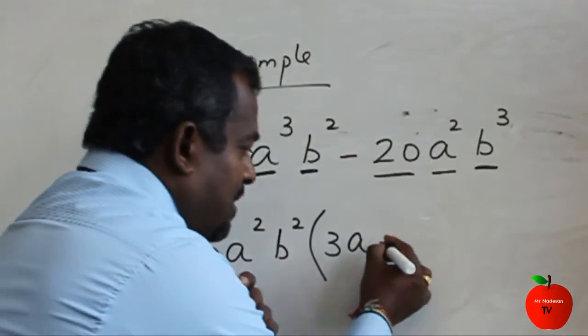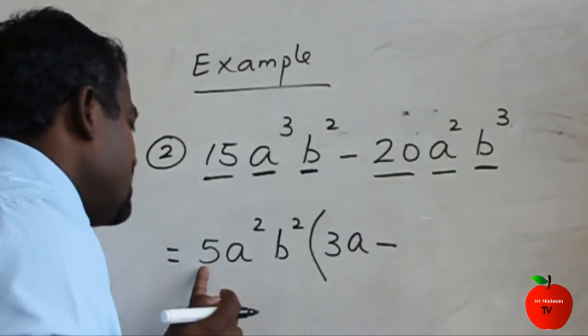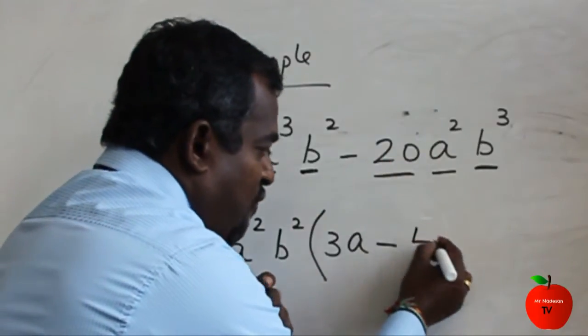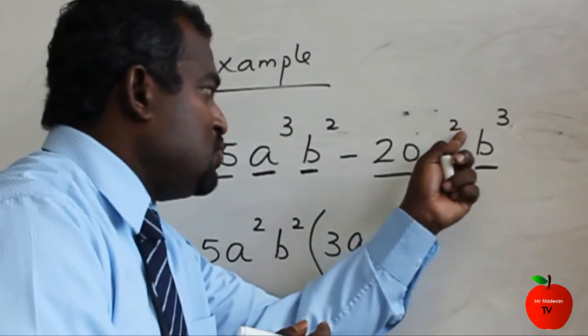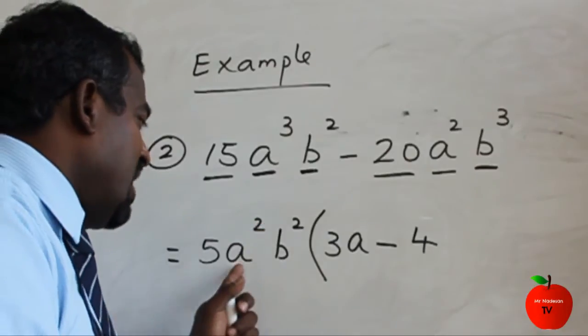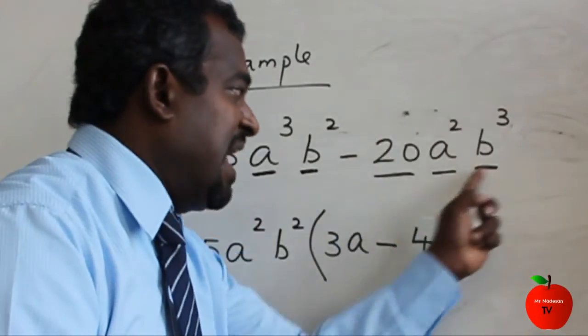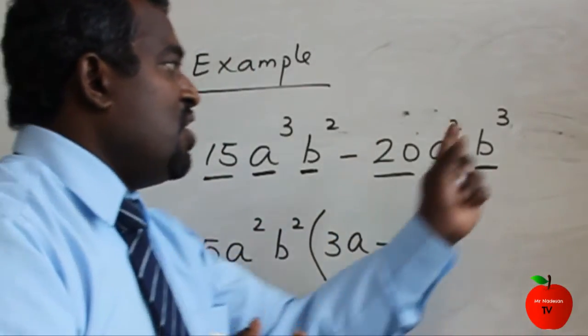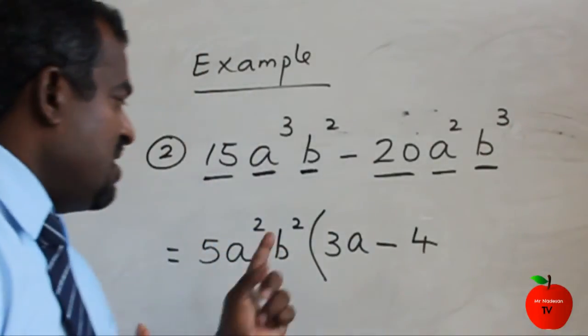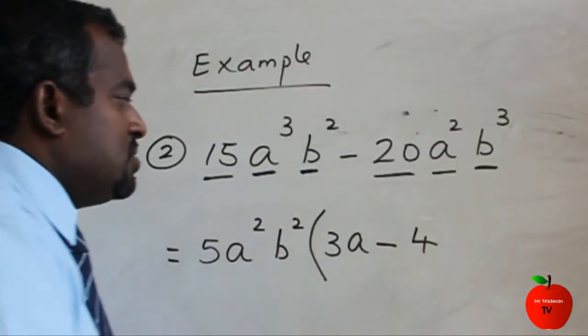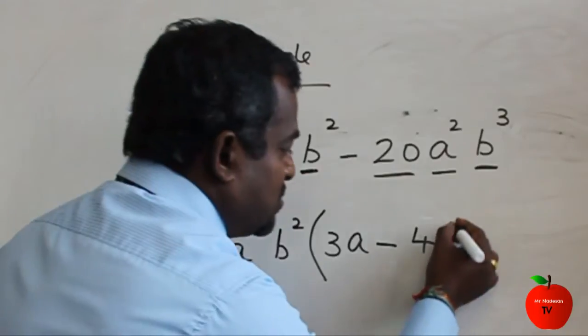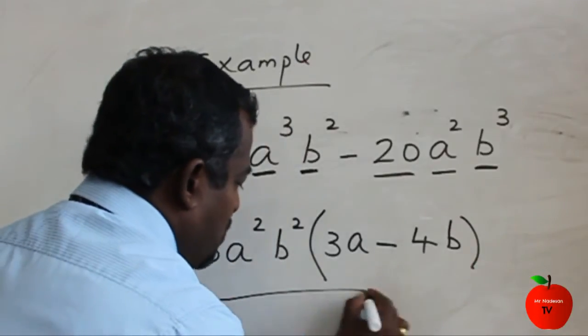What sign here? Minus. How many 5's in 20? We got the 2 a's, we took 2 a's out, so there are no a's left here. We got 3 b's, we took 2 b's out. So how many b's left? Just 1. So that's your answer.